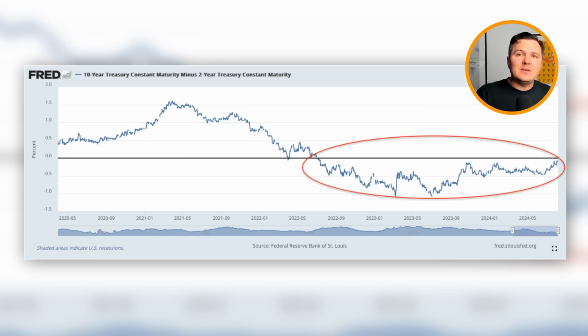Also, as you can see, we've been close to uninverting 2 times already this cycle, but both of those times failed. And while we're very close now, it might not happen. Or if it does happen, it might go back down. Okay, nothing's for certain, and no indicator is for certain either. I think that's important to remember about the yield curve.